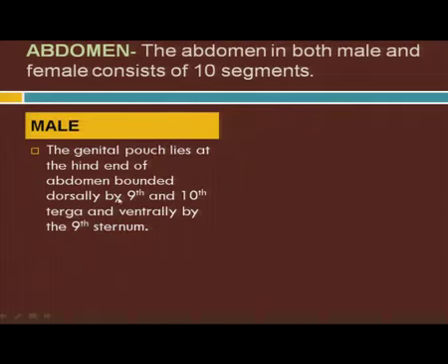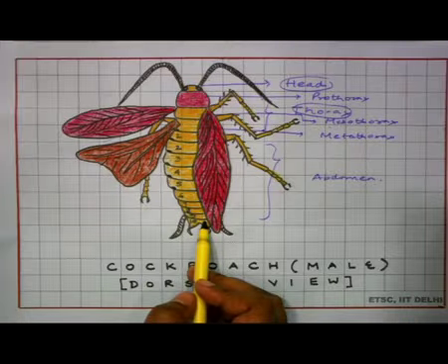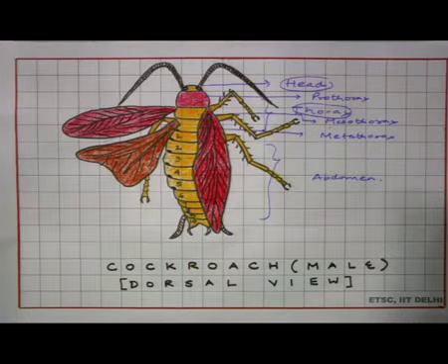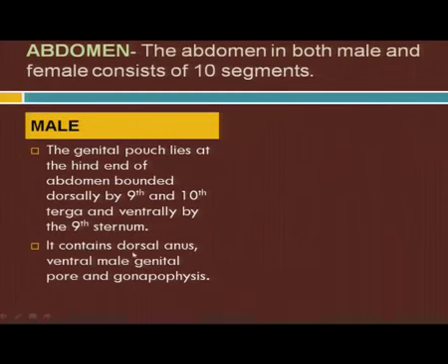So, the genital pouch lies at the hind end of the abdomen, and it is bounded dorsally by the 9th and 10th terga and ventrally by the 9th sternum. It contains the dorsal anus, ventral male genital pore, and gonapophysis.